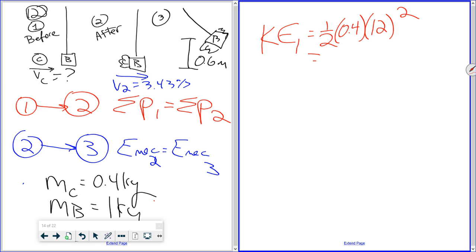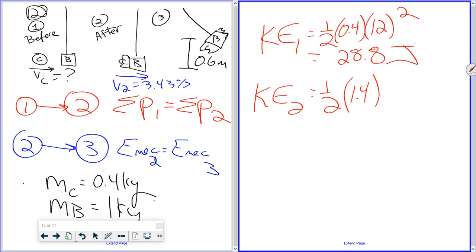So you get 144 times 0.2 is 28.8. Is that right? I did that in my head. So there's the kinetic energy in drawing number 1. Any problems with how I got that? Kinetic energy in drawing number 2. That's 1/2 times the mass. What mass should I use? 1.4, because that's how much mass is moving, times the velocity. Don't forget to square it. That gives you a number that is less than 28. I will calculate that now.